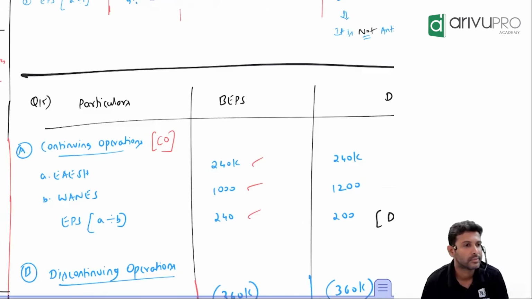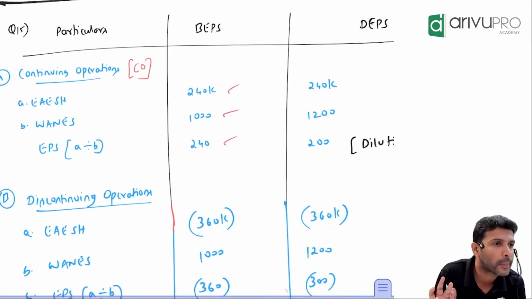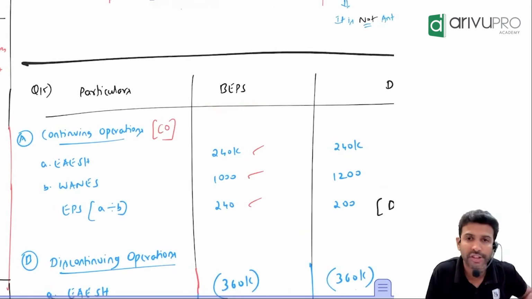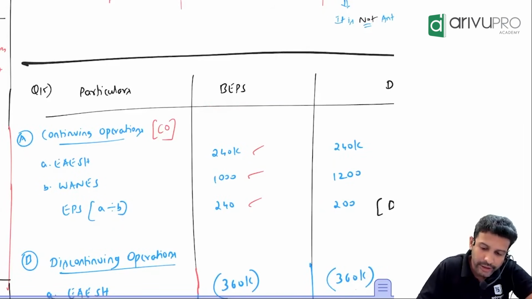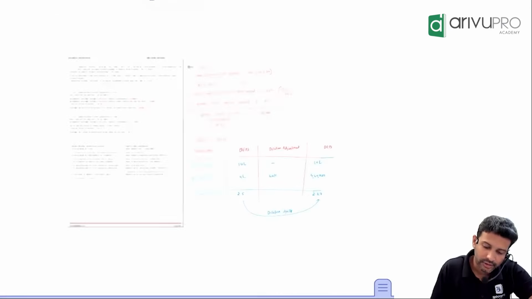Divide these two, you will get basic EPS. Every data they have only given. There's only a pointer you need to be aware. No calculation here. Easy, easy, easy. And now let's do the same calculation. BEPS for which now? CO over. Next what? DO. DO means discontinuing operation. DO ka profit or loss? Loss. How much is that? DO ka loss is 3,60,000.